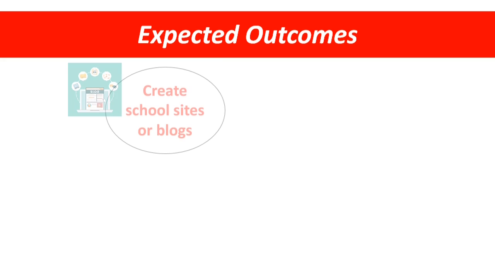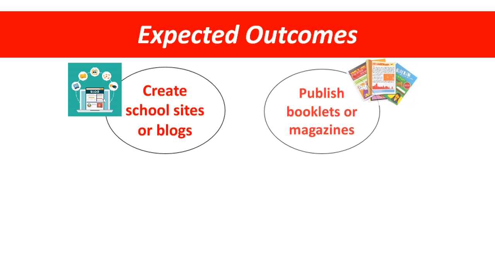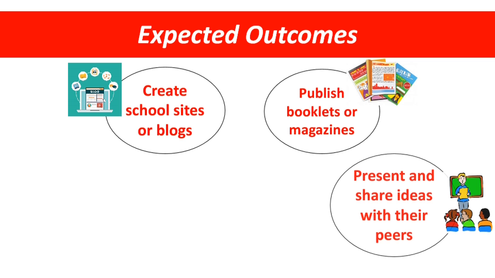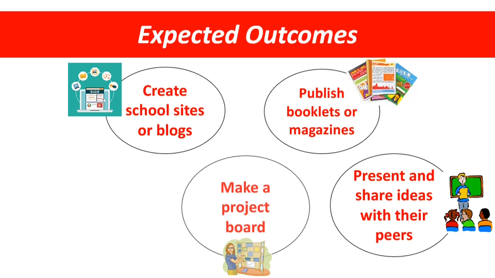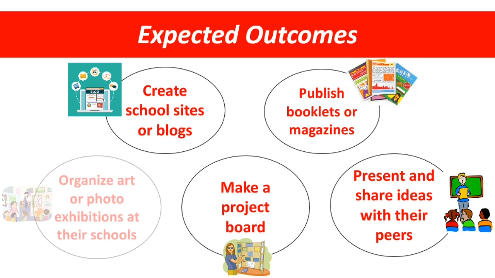Expected outcomes: students are expected to create school sites or blogs. They will also publish booklets or magazines. They will present and share ideas with their peers. They make a project board, and they will organize art or photo exhibitions at their schools.